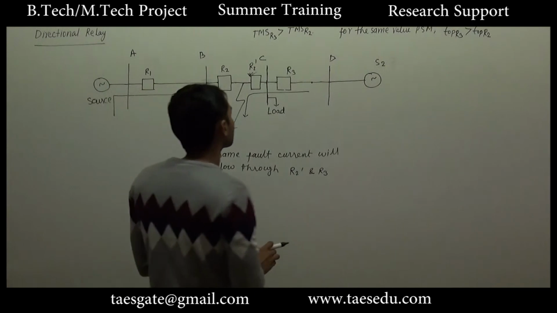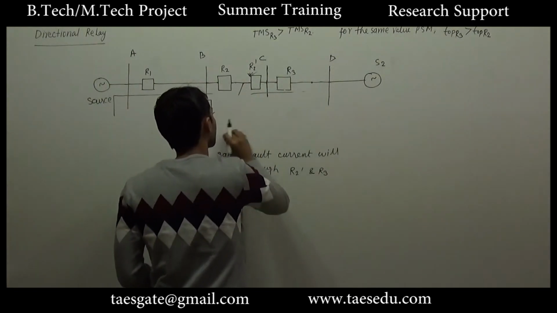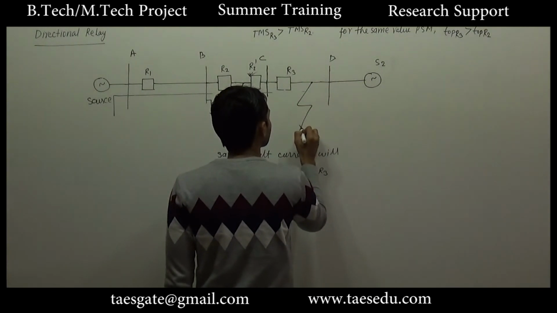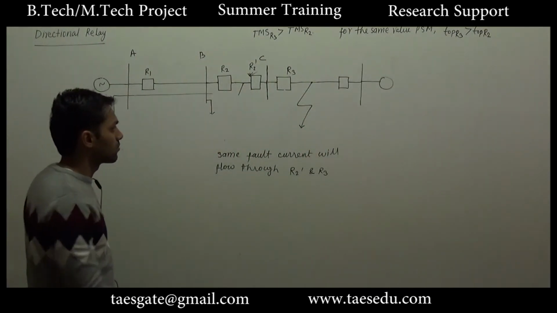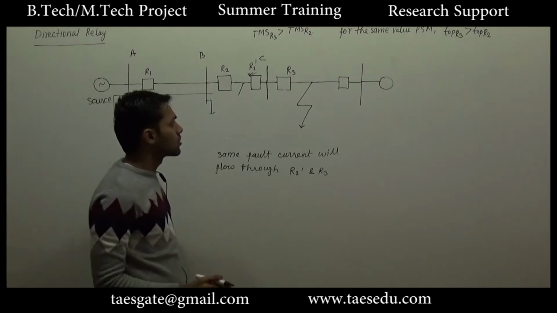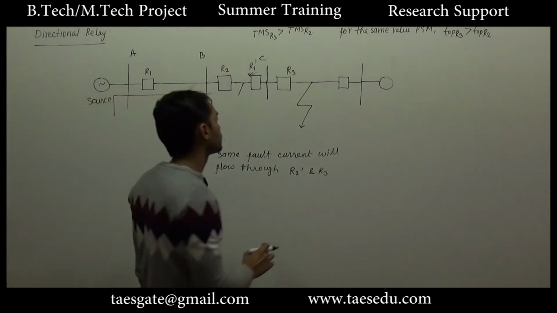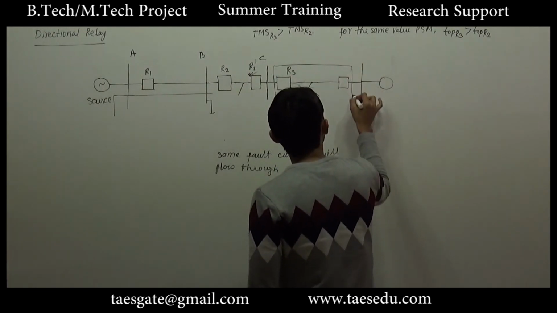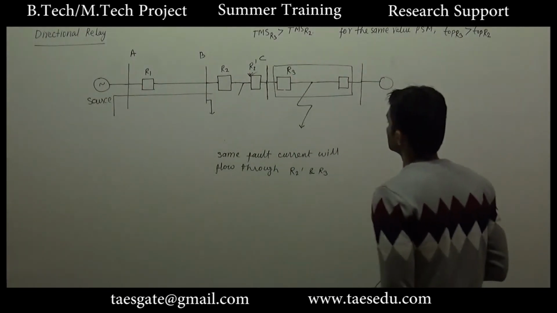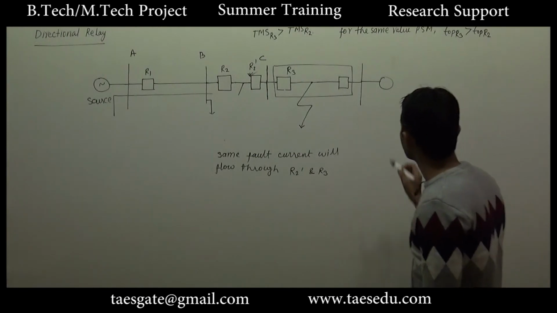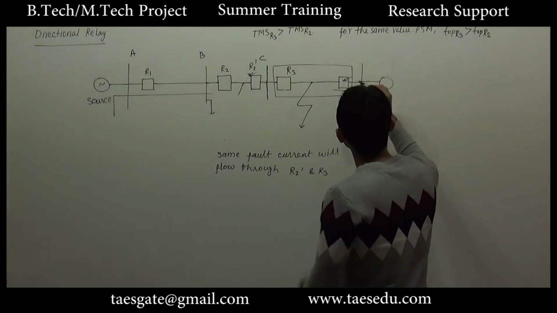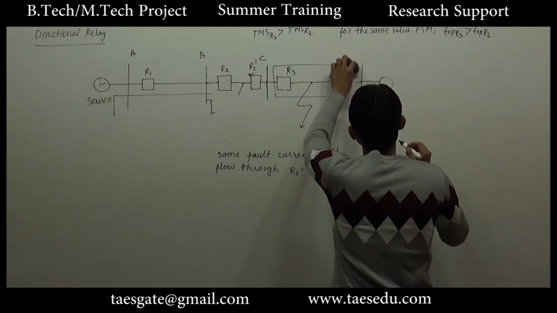But again, consider a fault at this point. Now for this kind of fault, what should be the preferable condition? This part of the power system should be isolated. For this direction of fault current, let's say this relay will operate and this part will be disconnected, so it's okay.